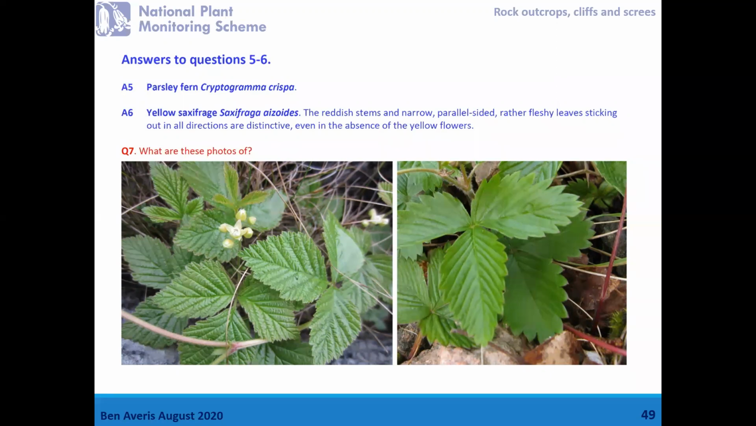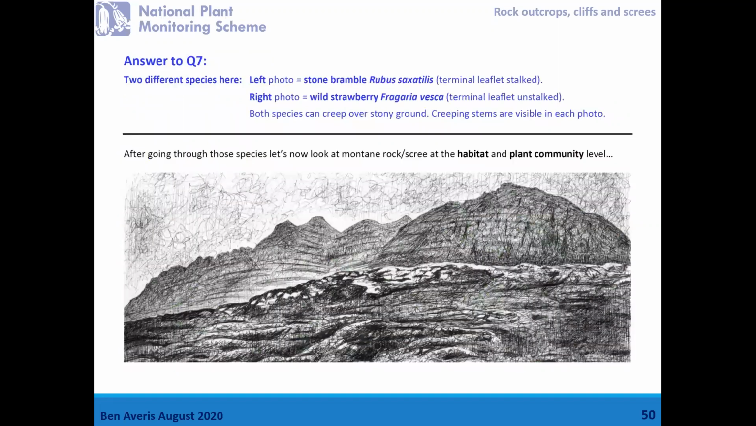But Rubus saxatilis, the stone bramble on the left, has its middle leaflet on its own separate stalk. That's the crucial way of telling it from the wild strawberry, where all three leaflets come from exactly the same place, so none of the leaflets are stalked. And that was just mentioned on that other page with the answers.